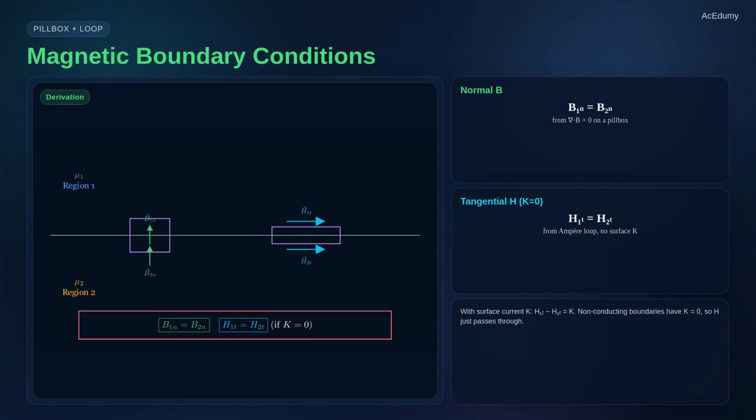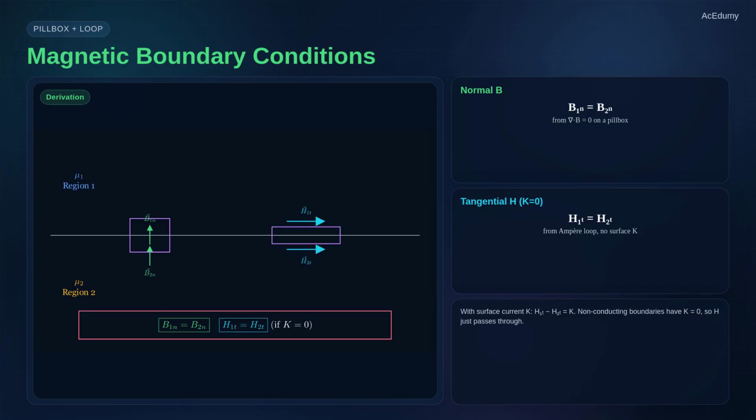Why a pillbox? Because we want to turn the volume equation into a surface one. The pillbox is a tiny cylindrical volume with top and bottom on opposite sides of the interface, and its side walls shrink to 0 as the box flattens. In that limit, only the top and bottom contribute, and no flux can leave or enter. Flux in equals flux out, so B1 normal equals B2 normal.